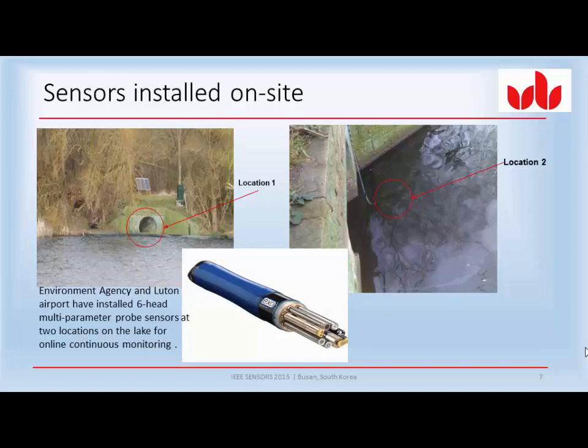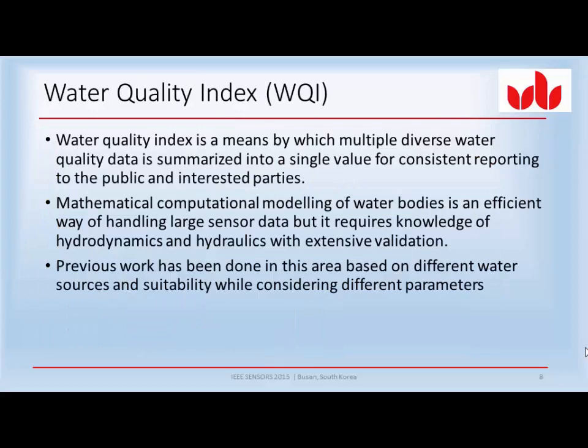On it we have a 6-head sensor, and the sensing being done covers the typical dissolved oxygen, temperature, conductivity, turbidity and pH. These are the typical parameters being measured there. What we are trying to do is get all the data and give an indicative index to the stakeholders, basically the Luton estate people, so that they can know when to take action or when to inform or give a warning to the Environment Agency.